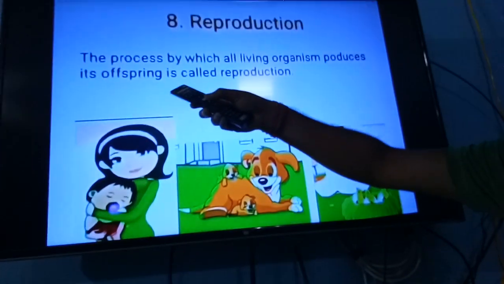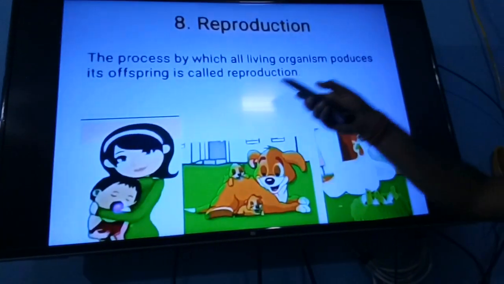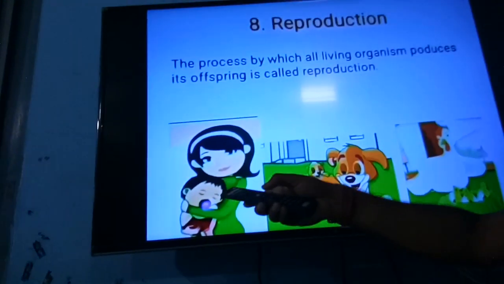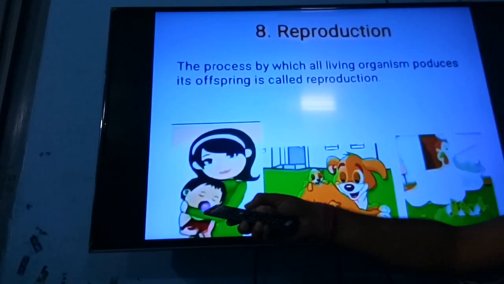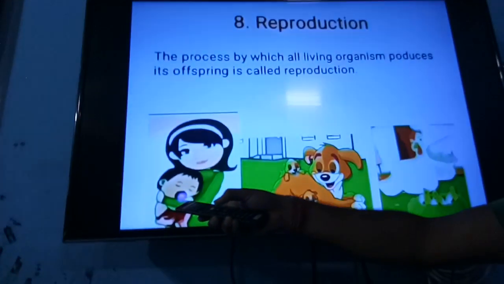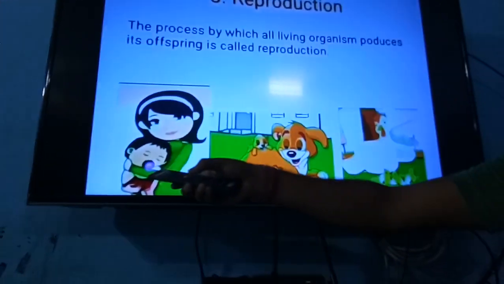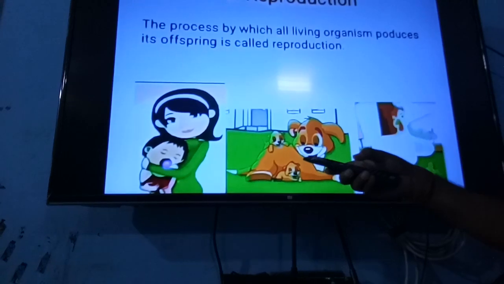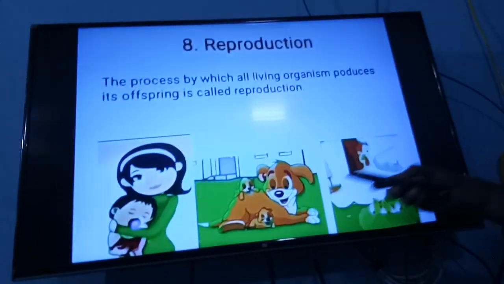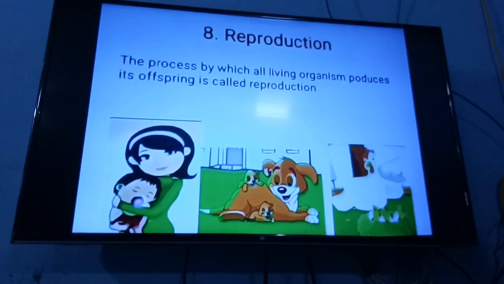Offspring means their young ones, babies, and producing them is called reproduction. You can see that a woman is keeping her baby, that is the word. That young one, the baby, comes from the reproduction process. You can see that similarly in the second picture as well, and the third picture, the animals in this way.